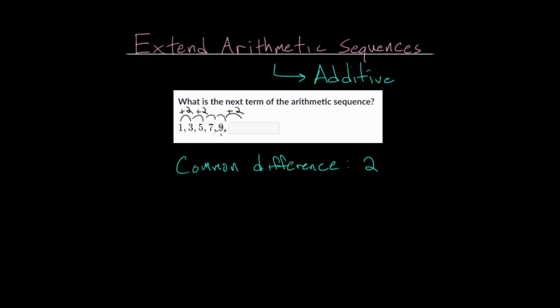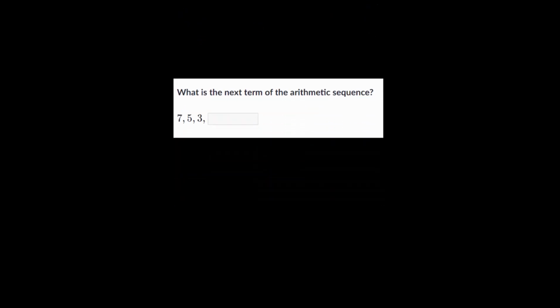We're going to add 2 to 9, and we would get 11. So 11 would be our final answer here, and if they asked for another term after that, it'd be 13, then 15, and so on. So the main goal of these problems is to find that common difference and then apply that pattern to be able to find that next term. So now let's look at several more examples.